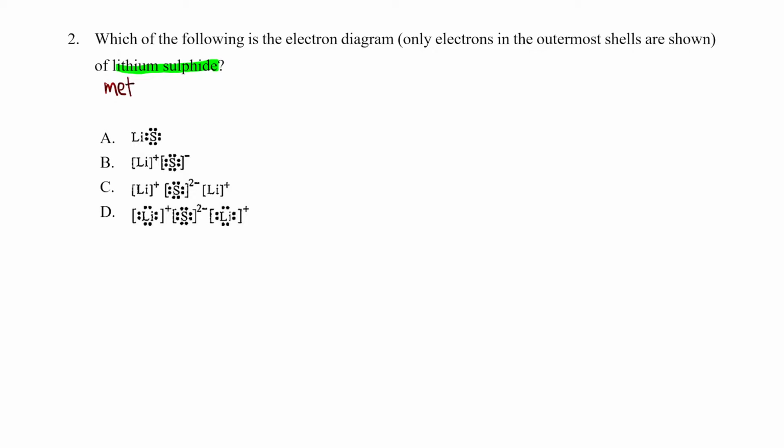Lithium, as we know, is a group 1 metal, and sulfide, which is sulfur basically, is a nonmetal. So a metal plus a nonmetal, we know that it's definitely going to be an ionic compound. So this is an ionic compound. Ionic compounds are definitely going to have charges, they're ions, and you can immediately rule out A because that's a covalent compound. You don't see any charges there.